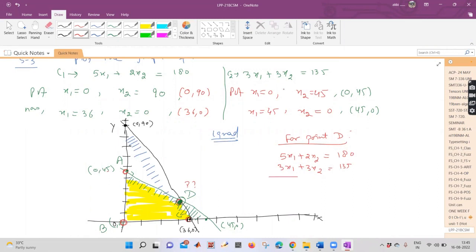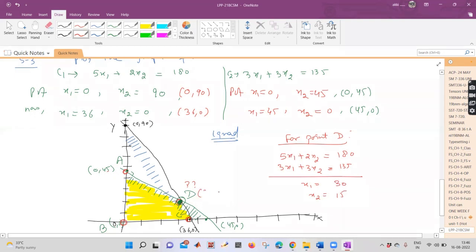Now you solve this simultaneously. Anyone has done? When you solve this simultaneously, you will get the value. How much time is left? 7 minutes left. So I guess you can do this. Anyone? Okay. Solve simultaneously. Get me the value of x1 and x2. Fast, just take 1 minute. And this is 15. So our coordinate here is 30, 15. Very good, everyone. Those who have found the answer.